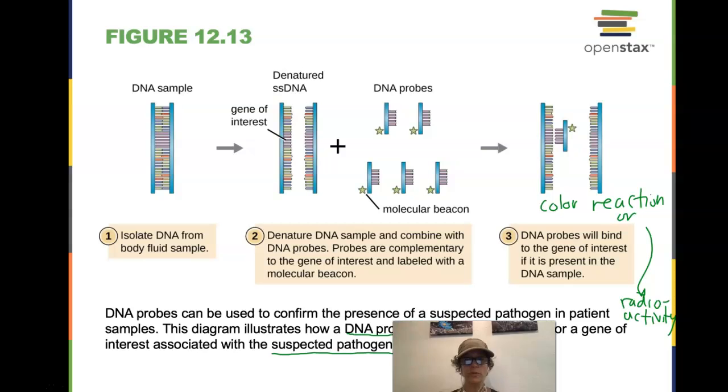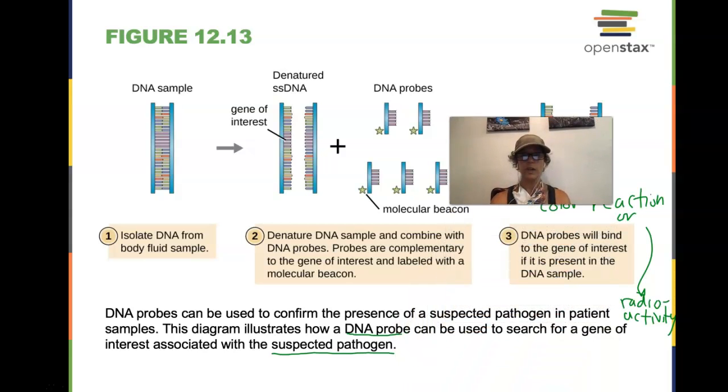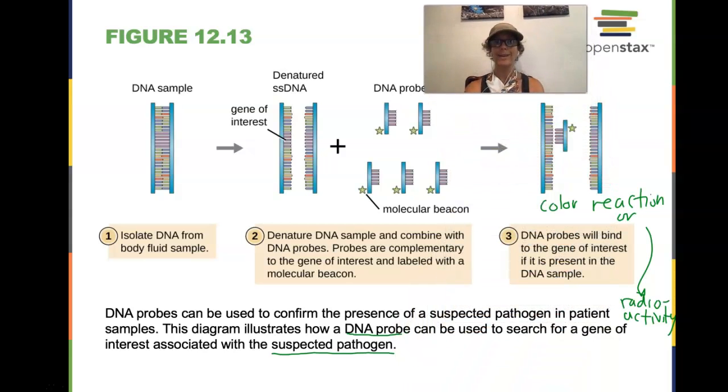DNA probes, put myself at the top. Am I making you dizzy? There we go.